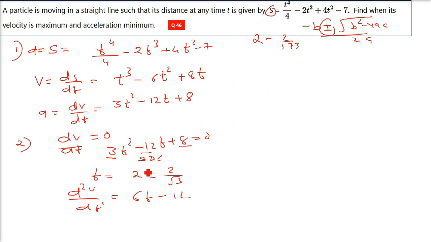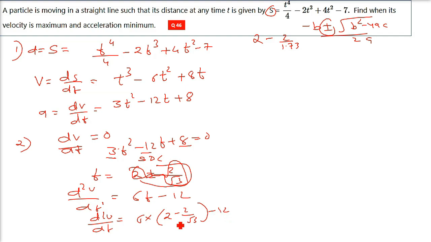You are going to get maximum velocity for sure. For 2, please remember both of these. I am just showing you for what value you are going to get maximum, but the other value has also to be placed here. d2v by dt square is 6 into t minus 2. As I said, 2 plus 2 by root 3 also has to be kept. But I am just showing you 2 minus 2 by root 3. You are going to get a negative. Negative means less than 0. Less than 0 means you are going to get a maximum value.